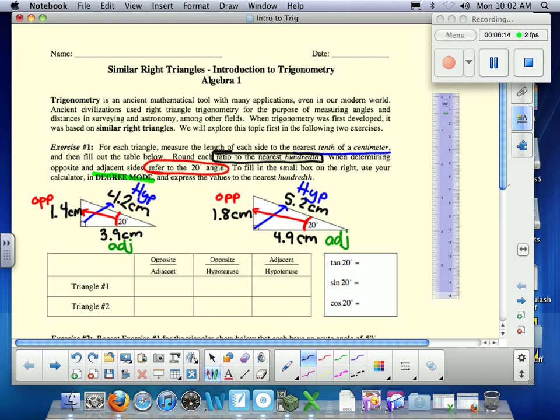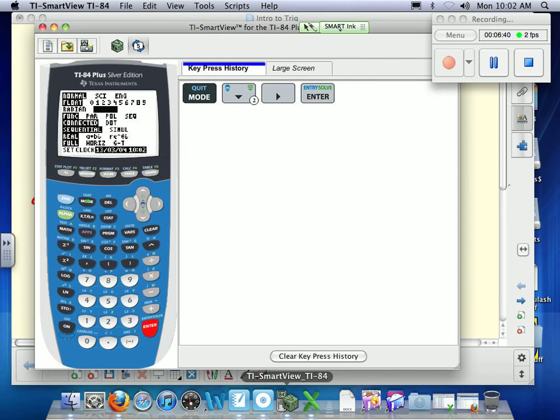Let's write our ratios. For triangle number 1, that'll be our triangle on the left. What is the side opposite and the side adjacent? 1.4 is the side opposite, 3.9 is the side adjacent. We do it in the little box. We're going to put that into our calculator: 1.4 divided by 3.9.